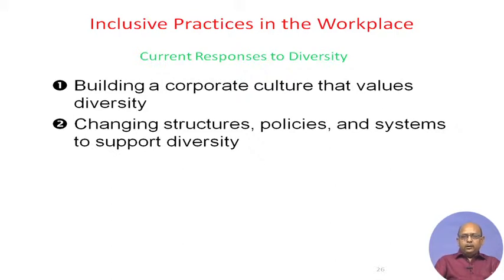Are you getting my point or not? So, if you are going to create this kind of structure and you have policies, then probably it is going to support this kind of diversity initiative in the organization, and then you are going to make it a part of the culture. Okay.